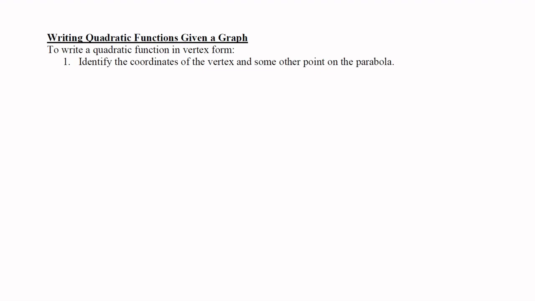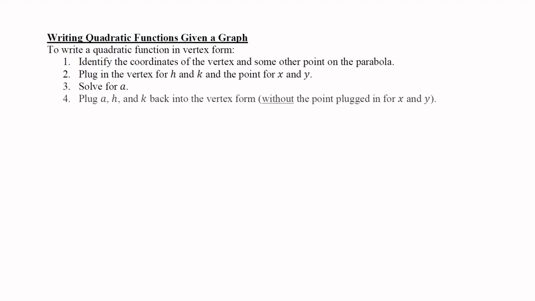Now, the thing that's helpful in knowing how transformations work on the parent function is being able to write a quadratic function given its graph. So we're going to be able to look at a graph of a quadratic function, a parabola, and we're going to be able to write what the equation for that graph is. So to write a quadratic function in vertex form, identify the coordinates of the vertex and some other point on the parabola. Plug in the vertex for h and k and the point for x and y. And then we're going to solve for a. Finally, plug a, h, and k back into the vertex form without the point plugged in for x and y. And that will give you your function.